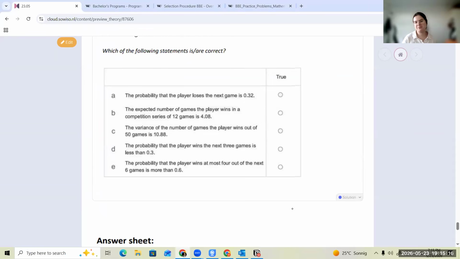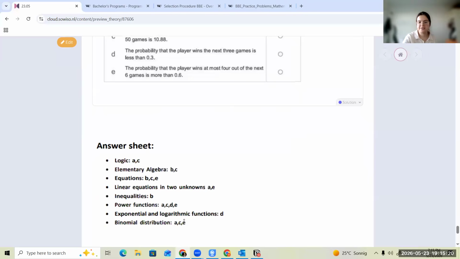This is the answer sheet from basically the math tasks that Wu has published.